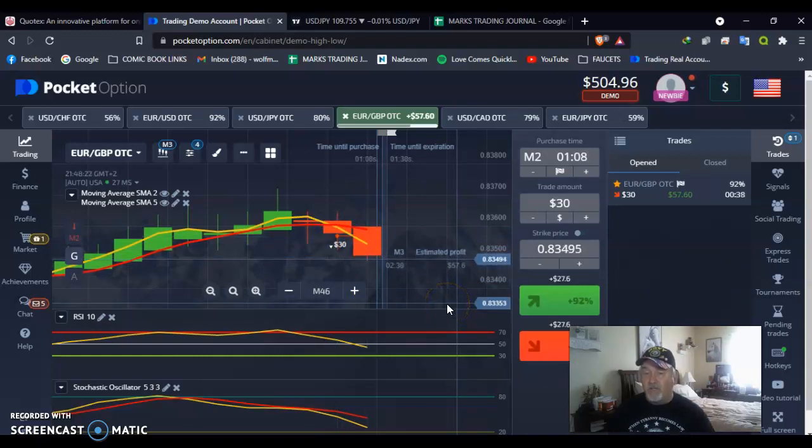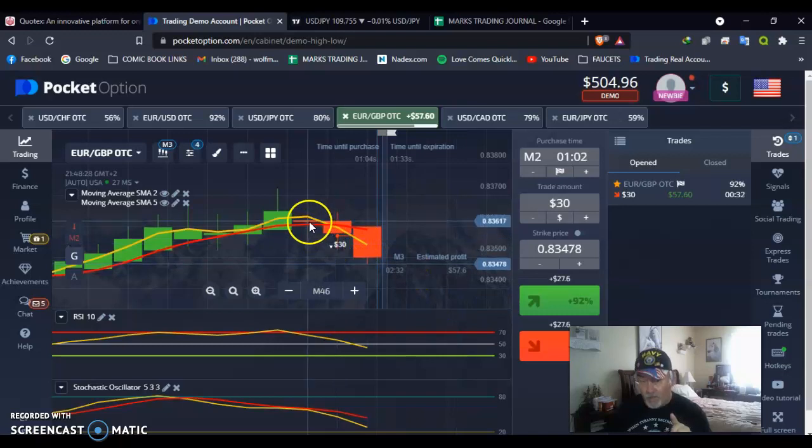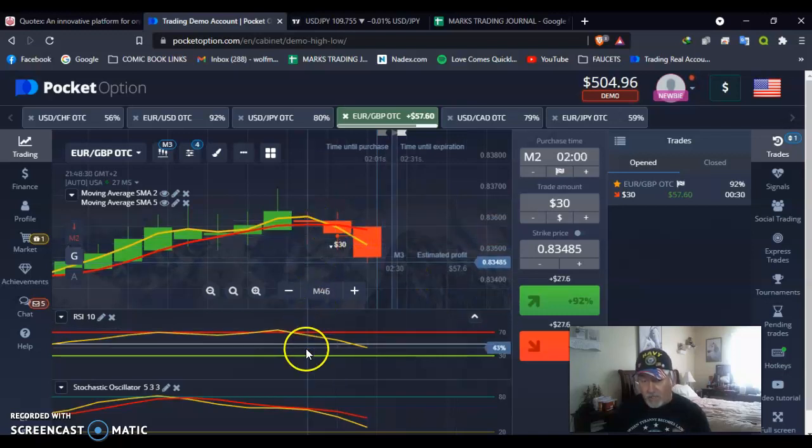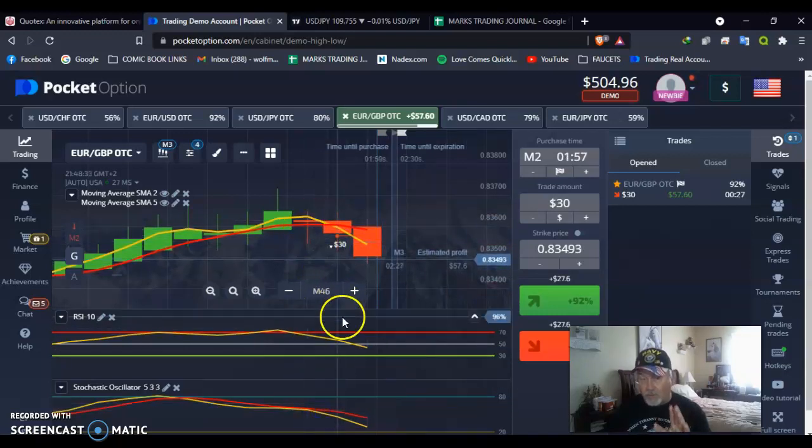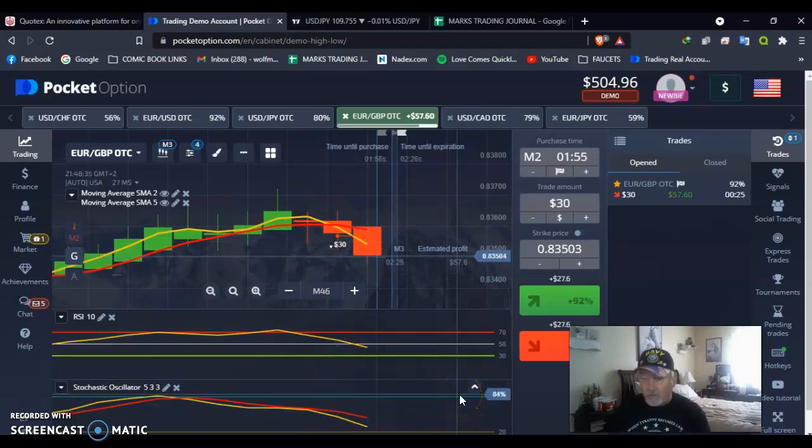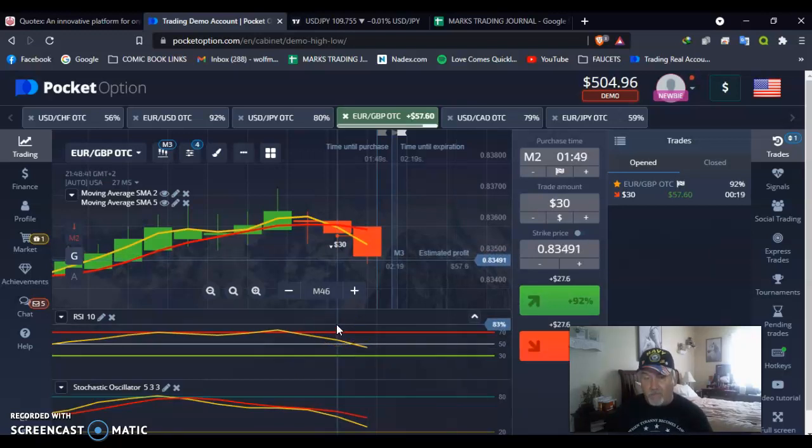You can see it's pushed down. This strategy works if you take your time and utilize the tools that you've been given. The moving averages, the RSI, and the stochastic. If those 3 are in sync, then you should have no problem winning that trade. We got 24 seconds in this trade. As you can see, we're going straight down.